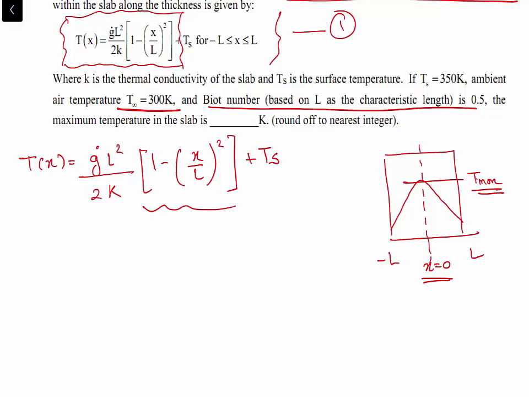The more you can analyze the maths equations, that will help you for solving the questions. Okay, fine. So we want T max. Obviously put x equals 0 and take out the equation. T max equals what will it come? G dot L square upon 2k. Okay, so here 1 will be 1, here 0, I can directly write plus Ts. This is the equation which we are getting at x equals 0.